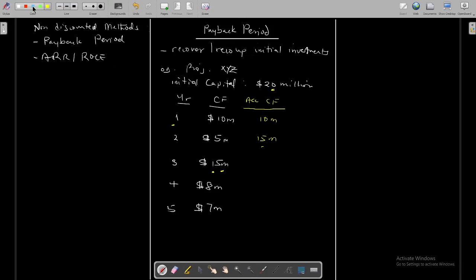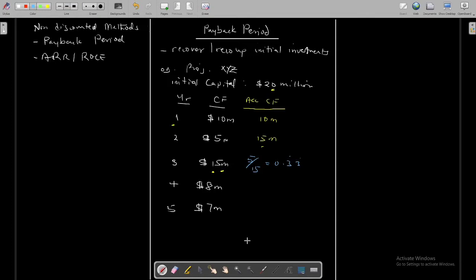Therefore, we need to express the $5 million over the 50. So here we are going to get 5 over 15, which will give us 1 over 3, which is equal to 0.3333, recurring.